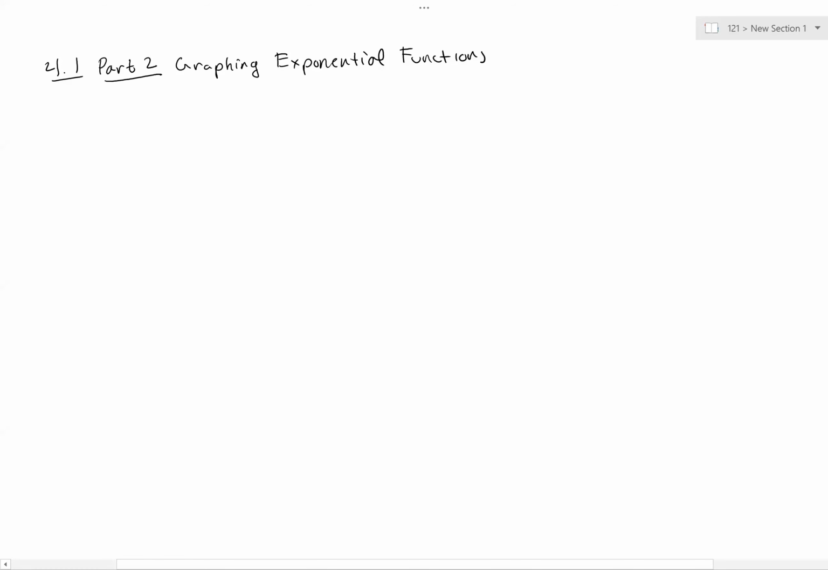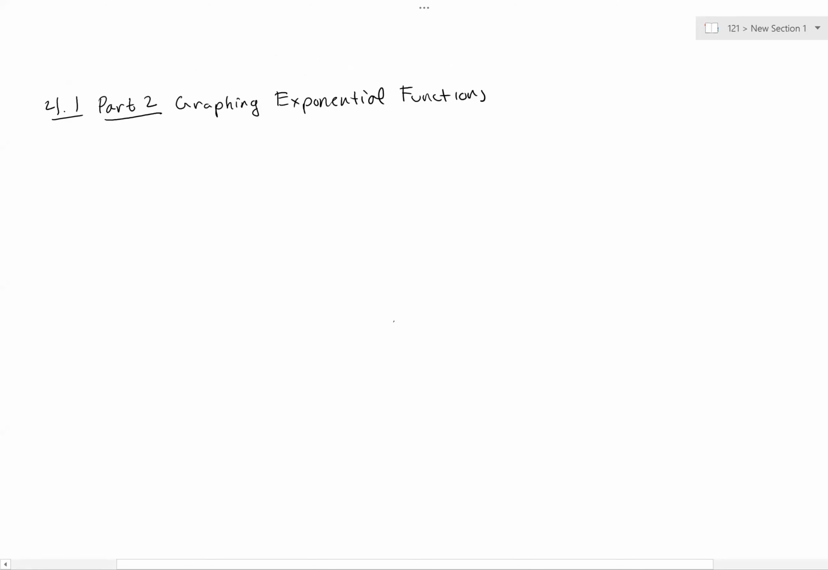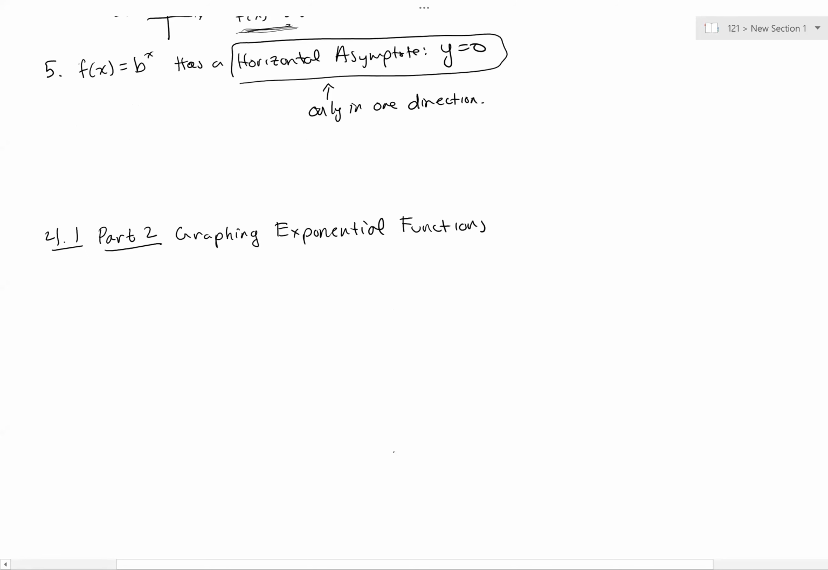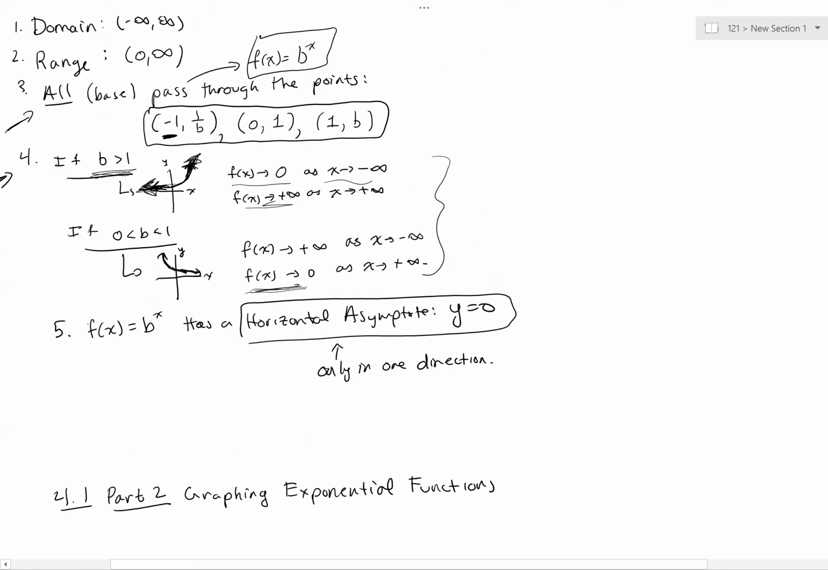So now we're going to continue on with graphing exponential functions. So this is going to be part 2 of section 4.1. Let me just remind you what we did last time. We talked about some of their properties.